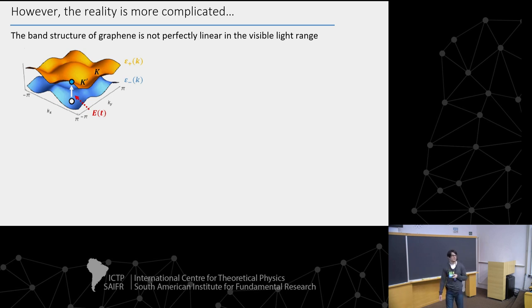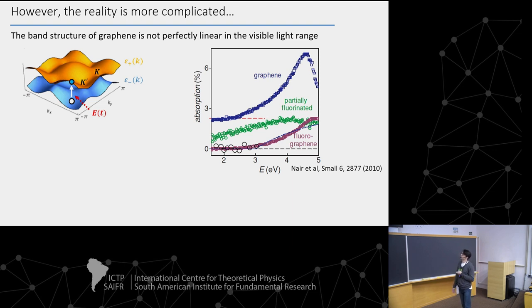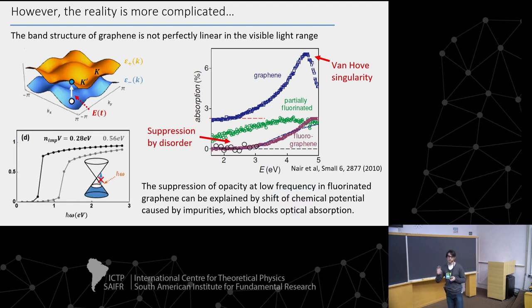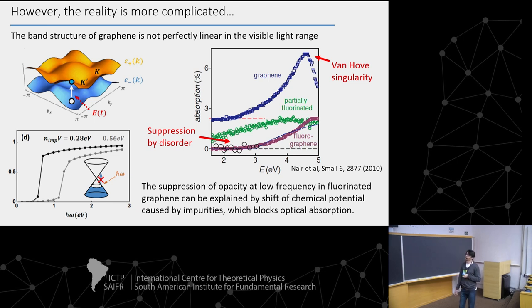Okay, but real life is a little bit different than perfect graphene, right? When we put some disorder in the material, first of all, if you are far away from the linear regime, you have these Van Hove singularities. Secondly, if you have disorder, your absorption will go down. We can explain this just by doing some models with local disorder. This local disorder at low frequency will shift your chemical potential locally, and this shift will also shift the global chemical potential. We can see in this diagram that the chemical potential is shifted as you change the density of impurities in your material. And this blocks the optical absorption.